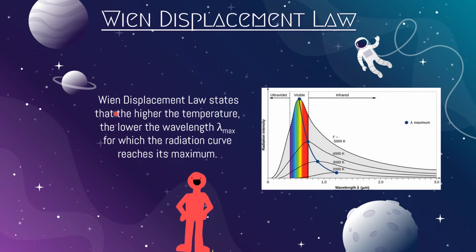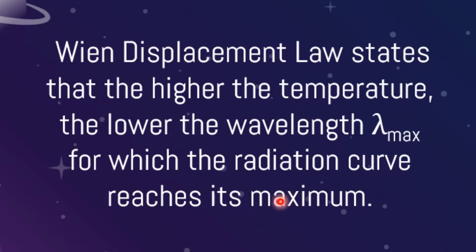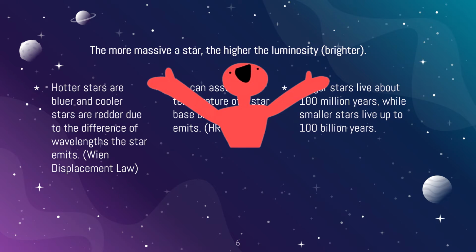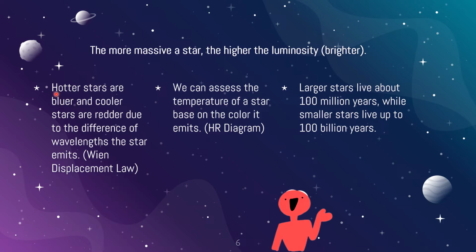Next is Wien's displacement law. Wien's displacement law states that the higher the temperature, the lower the wavelength at which the radiation curve reaches its maximum. What this means is that hotter stars emit bluer color because blue color has short wavelength, and cooler stars emit redder color because red color has longer wavelength. The more massive a star is, the higher the luminosity, or brighter. This is due to the more hydrogen or fuel it burns.